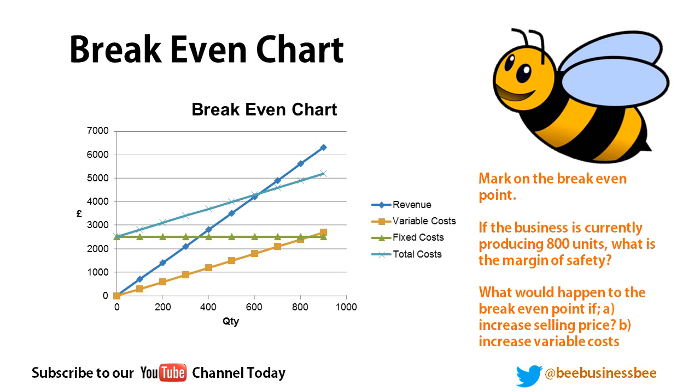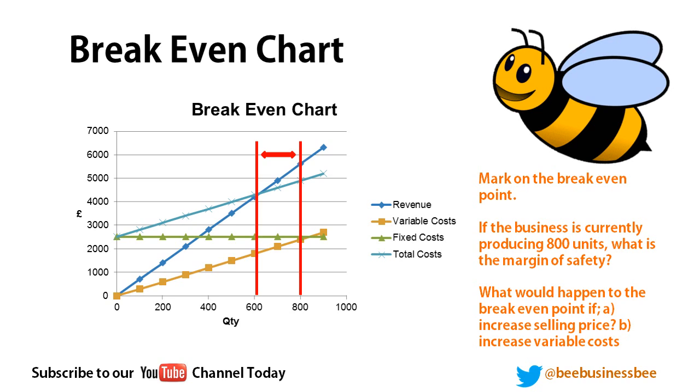What is their margin of safety? What would happen to the break-even point if A, we increase the selling price, and B, we increase the variable costs? So mark these on, think of the answer to those questions, pause the video now, and then we'll have a look at the answers next.